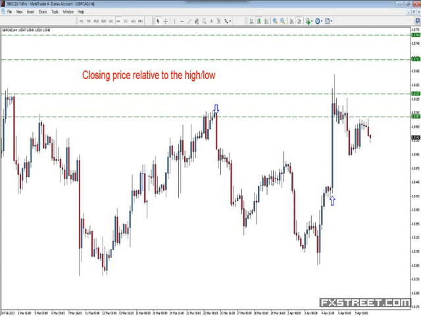Now, if we look at a candle like this little one, let me mark it, this little sucker right here, that one has a closing price at 1.5458 and a high at 54.71 and a low at 54.41. It almost closes right in the middle of the candle.